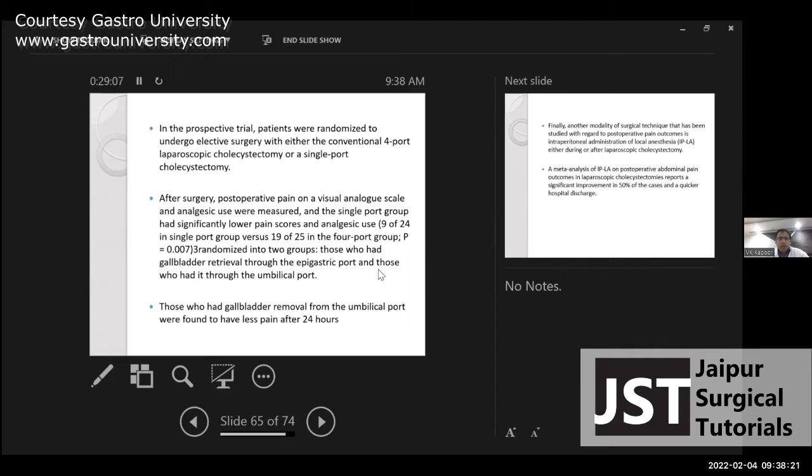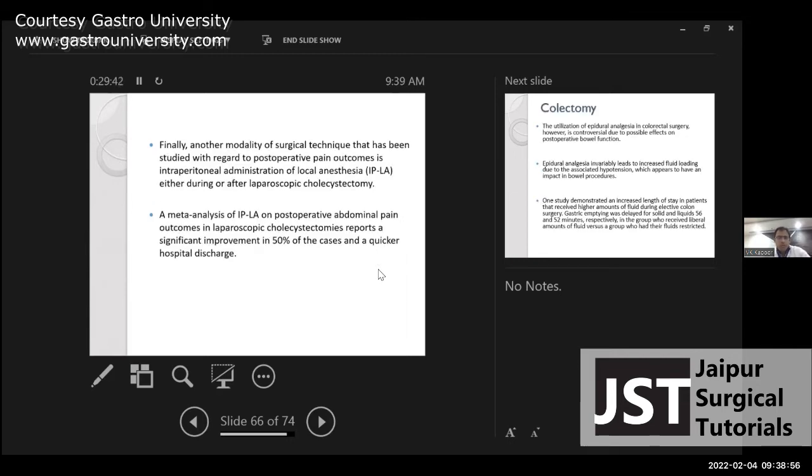In a prospective trial, the patients were randomized into elective surgery with conventional four-port laparoscopic or single-port laparoscopic cholecystectomy. After surgery, the post-operative pain on visual analog score and analgesic use were measured, and the single-port group had significantly lower pain score and analgesic use as compared to the four-port group. Also it is seen that those with gallbladder removal from the umbilical port had less pain after 24 hours.